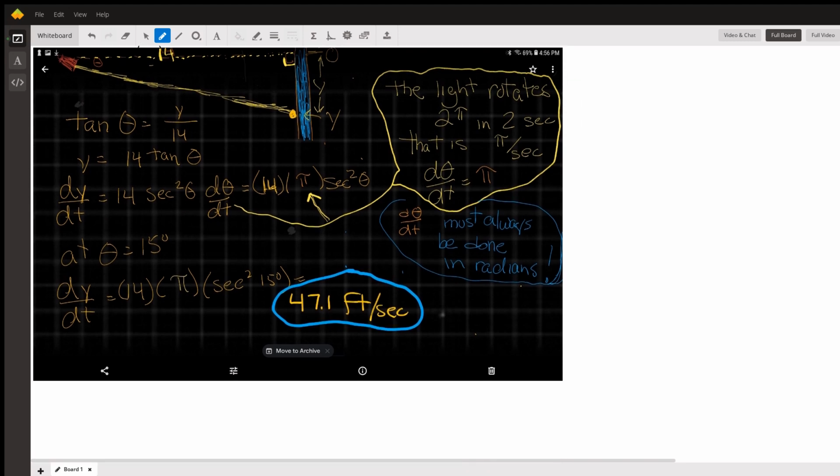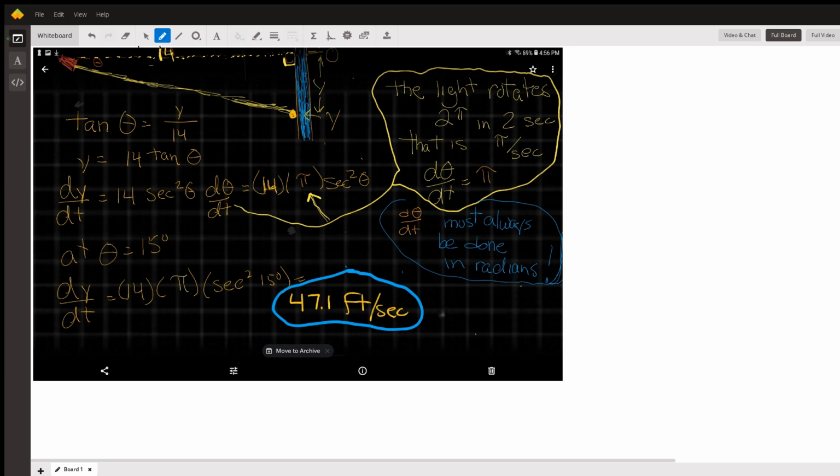Let me page up a little bit. So we have tangent theta is defined as y over 14. So y equals 14 tangent theta. Then we're going to take dy/dt to see the rate at which that point y, where the light hits the wall, is moving along the wall with respect to time. So that's 14, and the derivative of tangent theta is secant squared theta d theta/dt.